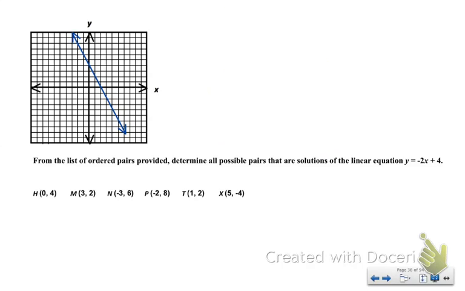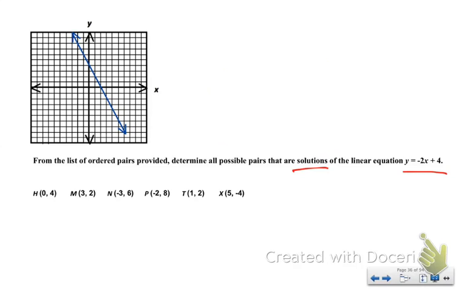Okay, from the list of ordered pairs, determine all possible pairs that are solutions of the linear equation y equals negative 2x plus 4. Okay, two ways you can do this. You can either plug the point into the equation and see if it's a true statement. If it is, you're going to click that one. Or you can look at the graph and see, does it fall on the line? Because if it doesn't fall on the line, then it's not a solution.